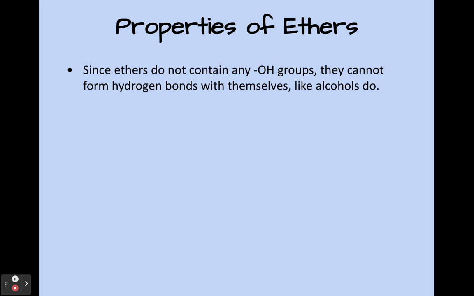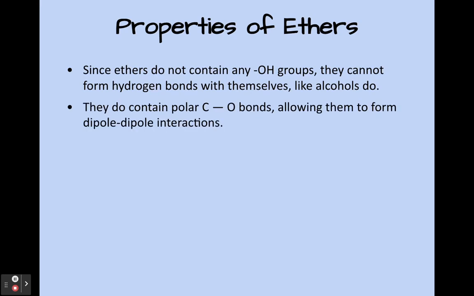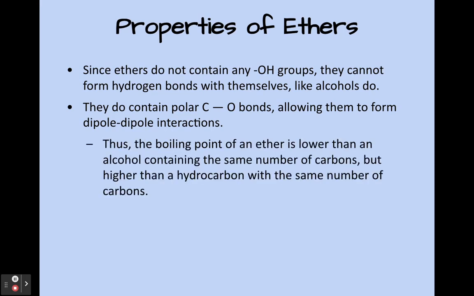Ethers don't contain any OH groups, and so they can't form hydrogen bonds like the alcohols, but they do have the C-O bond, which is polar, so they can form dipole-dipole interactions. And we know that a hydrogen bond is stronger than just a dipole-dipole interaction. So the boiling point of an ether is going to be lower than an alcohol with the same number of carbons. But the boiling point of an ether is going to be higher than just the hydrocarbon with the same number of carbons.